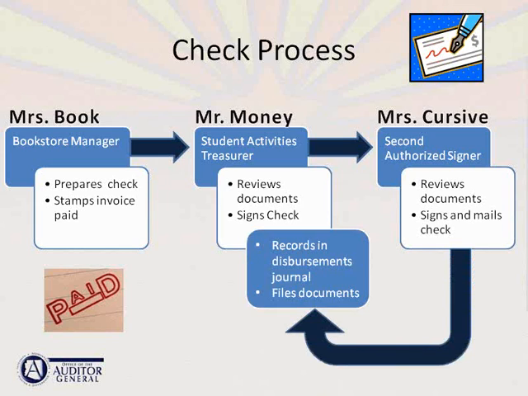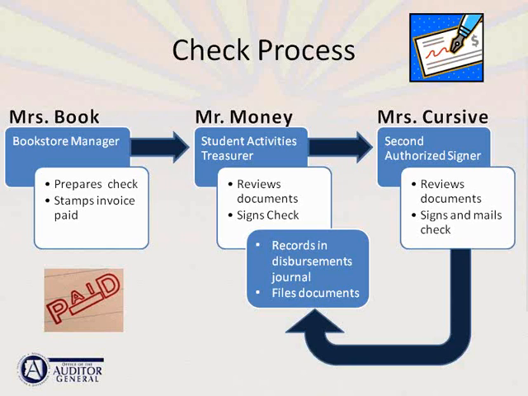Mrs. Cursive gives all the supporting documents back to Mr. Money. He then records the disbursement in the accounting records for the chess club and files the supporting documents. Just a quick reminder, your supporting documents are the club minutes, purchase requisition, PO, receiving report, and canceled invoice.